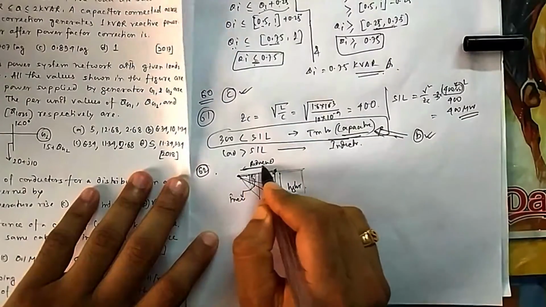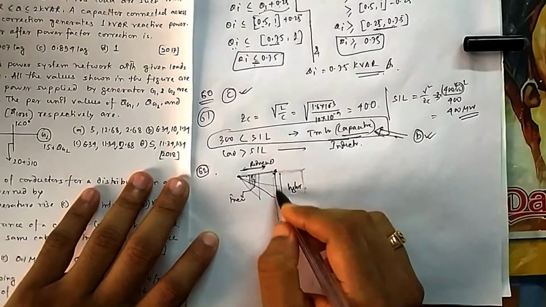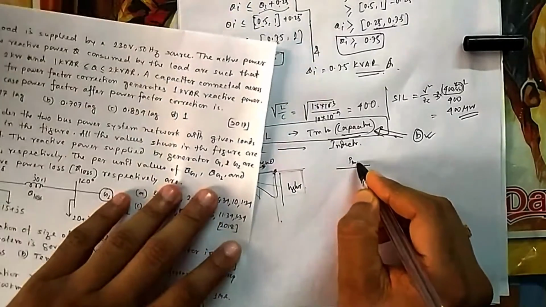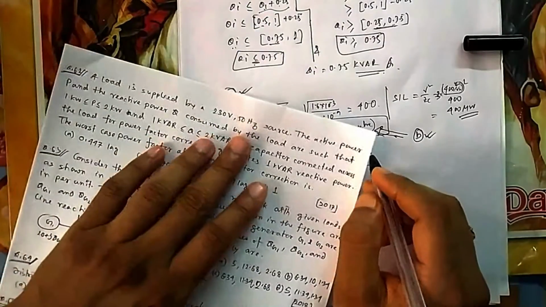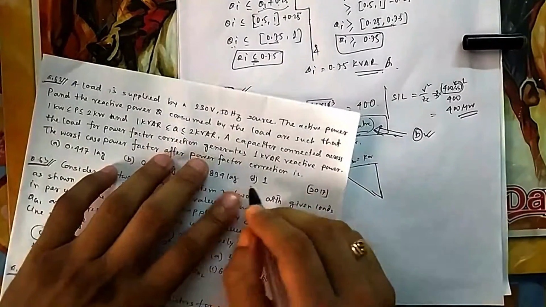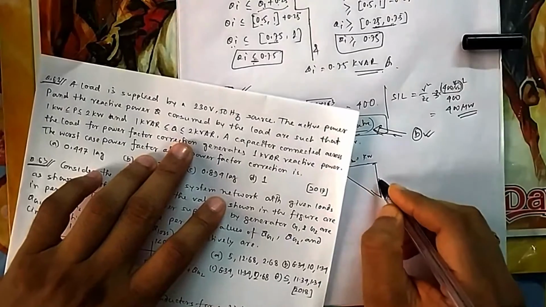So ultimately you have to reduce this and increase this as much as possible. So I am taking the smallest P that is possible, that is 1 kilowatt. And on this side I have to take the highest Q. So the highest Q is 2, up to this much.